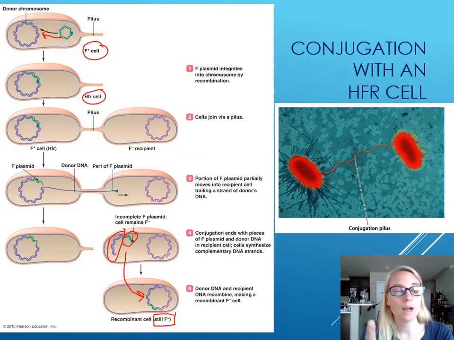So we did transformation with loose environmental pieces of DNA that can be picked up and utilized by cells. We did transduction, which was the bacteriophages inadvertently transporting bacterial DNA. And then we have conjugation with or without Hfr. So the fertility factor allows the conjugation to take place.